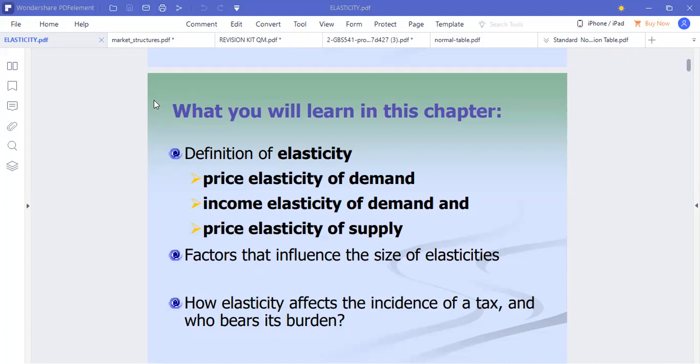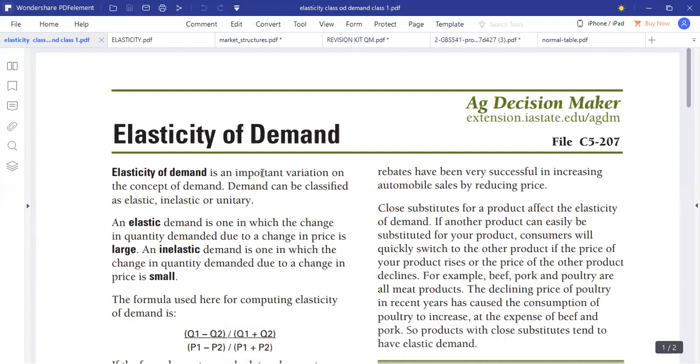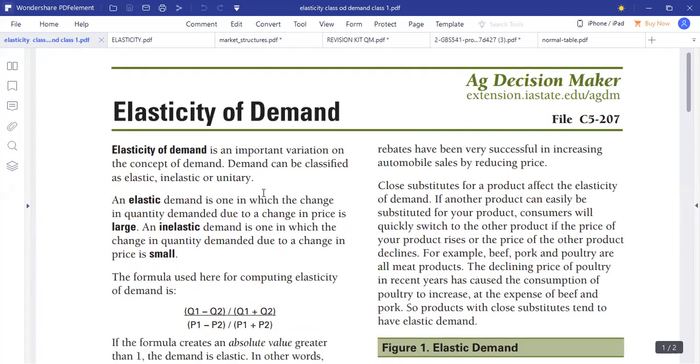So we discussed the factors that affect demand in the other class. These factors that affect demand are the ones that we're now going to use in this lecture to help us understand factors that affect elasticity. So elasticity of demand is affected by the factors that affect demand. So if I were to ask, what are some of the factors that affect demand?